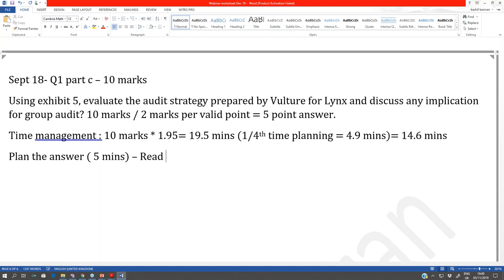So let's read Exhibit 5 and see what's in it. I have mentioned that Vulture is the auditor of Links. Links is a subsidiary, and we are auditing the group. Vulture is a component auditor, and we are the group auditor. So let's see what audit strategy has been prepared by Vulture for Links, and whether there is any problem in this strategy. Because the examiner is saying you need to evaluate the audit strategy, that means there must be some issues within the audit strategy prepared by Vulture. Let's see what the issues are in Exhibit 5.